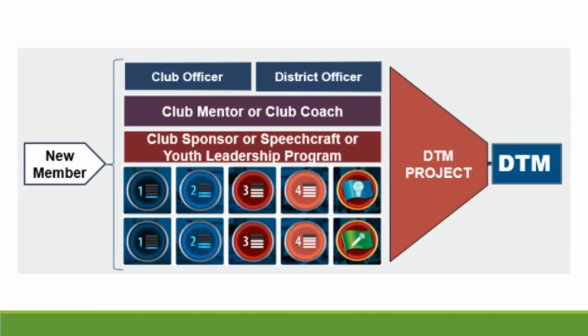And then you need to be a club officer, and you need to serve as a district officer as well. You also need to be a club mentor or a club coach. On top of that, you either sponsor a club, do a speech club, or be a member of the organizing committee for the youth leadership program. After all that, you also need to do a DTM project, and then you can have your Distinguished Toastmaster Award. I think a few of us, I think Carole and Debbie, are DTMs.